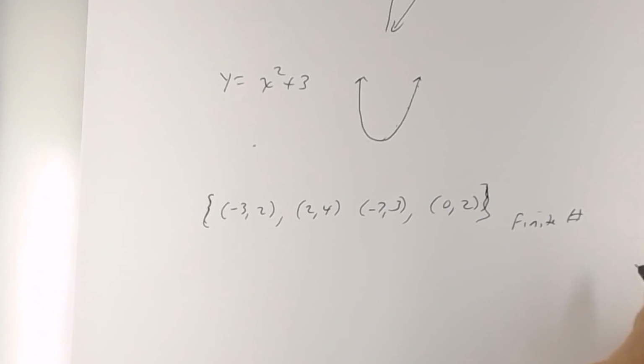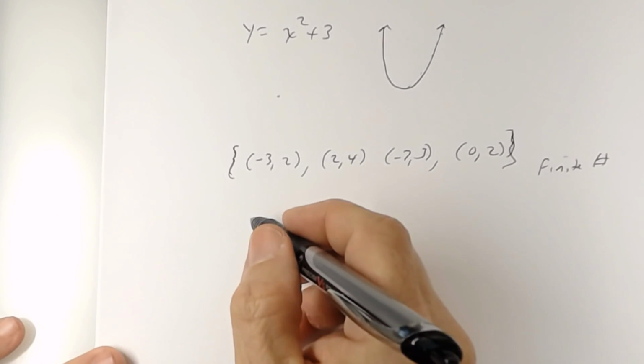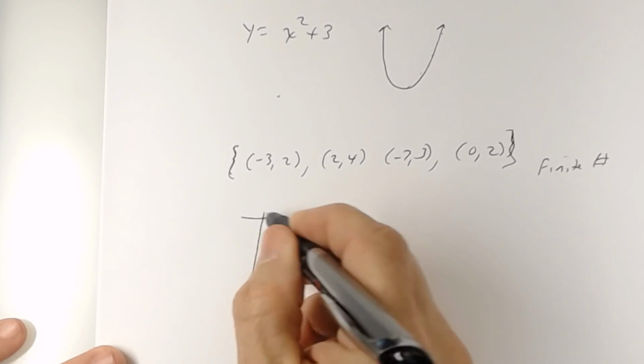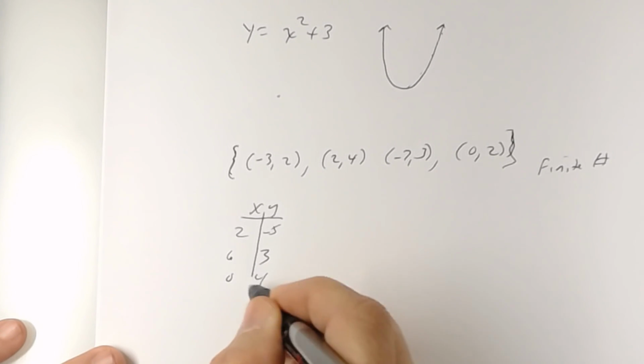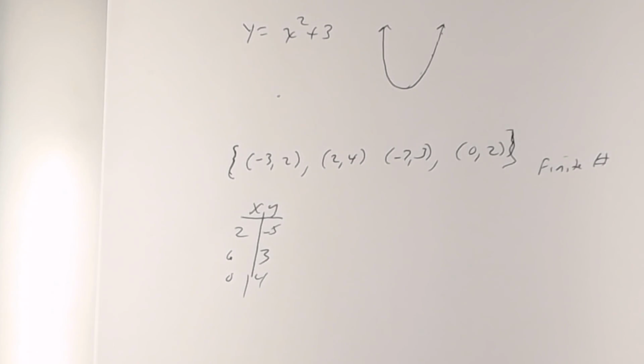You could also represent a relation using a t-table. When we did a t-table, that's a relation. 2, -5, 6, 3, 0, 4. Those are all relations. So anything that represents a set of ordered pairs is a relation. And an ordered pair is a point on a plane, an x coordinate and a y coordinate.